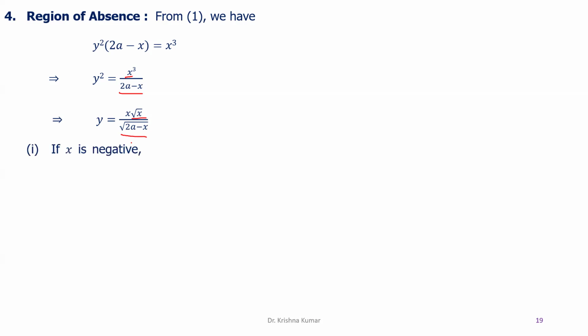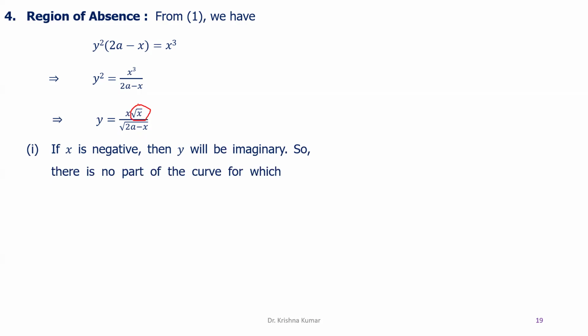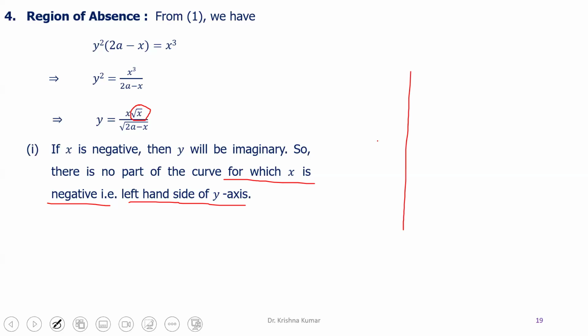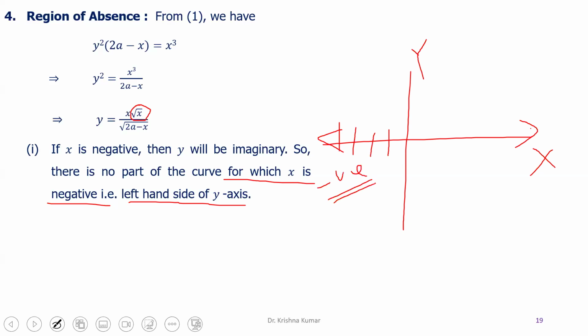Now, if x is negative, the root of a negative number is imaginary, so y will be imaginary. So there is no part of the curve for which x is negative, that is, on the left hand side of the y-axis. This is the y-axis, this is the x-axis, and this part is the negative x-axis. So there is no part of the curve for which x is negative.